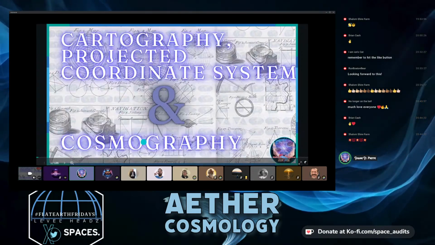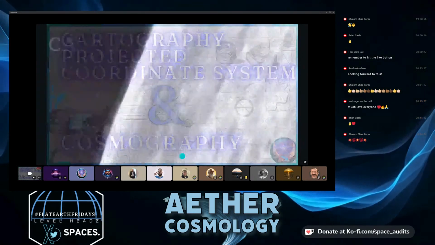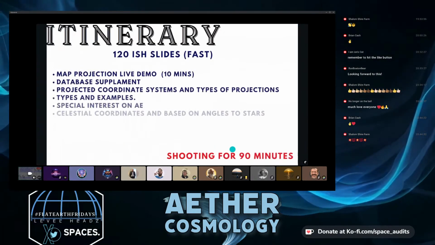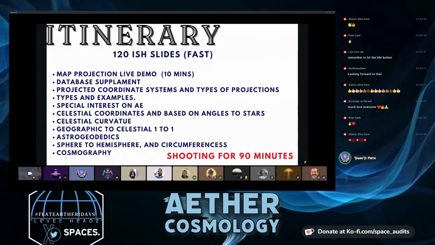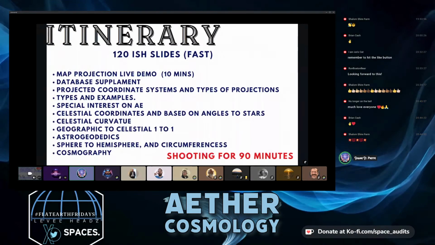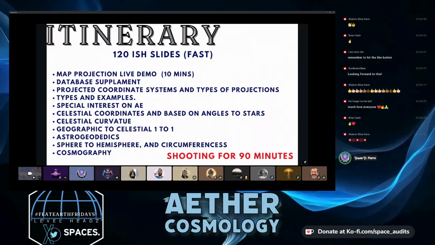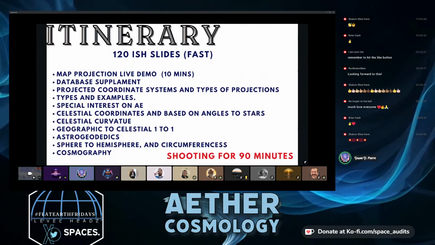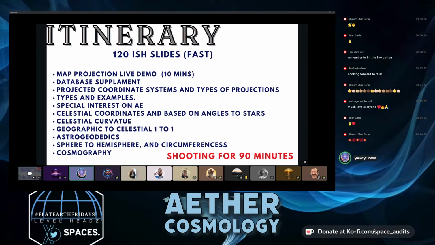We're going to start with cartography. I've got the itinerary. That's how you know I'm prepared. We've got 120 Canva slides. It's going to be real quick, I think about 90 minutes. We're going to do map projections, projected coordinate systems, and types of projections, and get that knocked out. Everyone always likes to jump in and demonstrate how they know everything is from a sphere going to a plane, and that's why it causes all the world's problems. We're going to nip that in the bud right away.